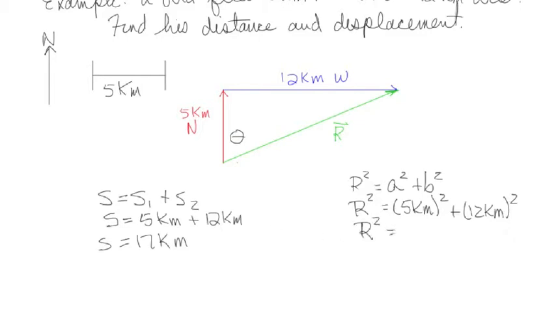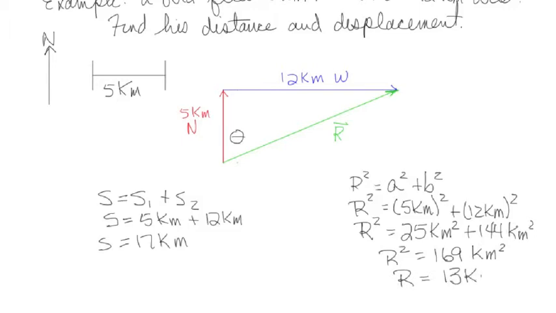Now, while this problem is nice and simple, you are obviously going to run into more complicated problems that will leave you stunned when you try to figure out where your error is. We get an r squared here of 169 kilometers squared, and we get a magnitude of our resultant of 13 kilometers. Remember, that's only the magnitude of the resultant.